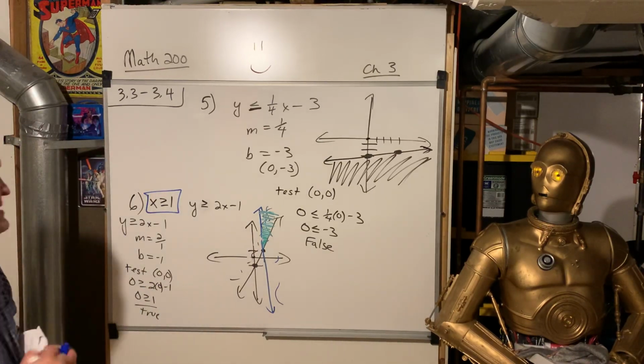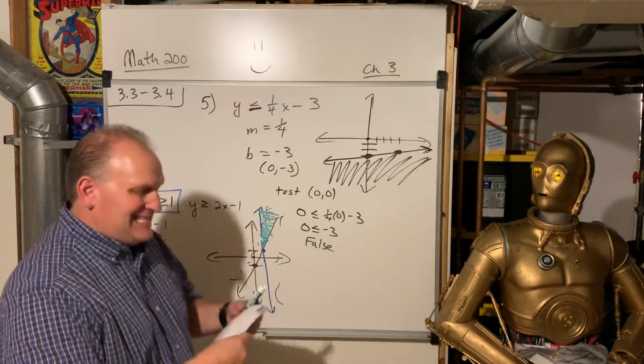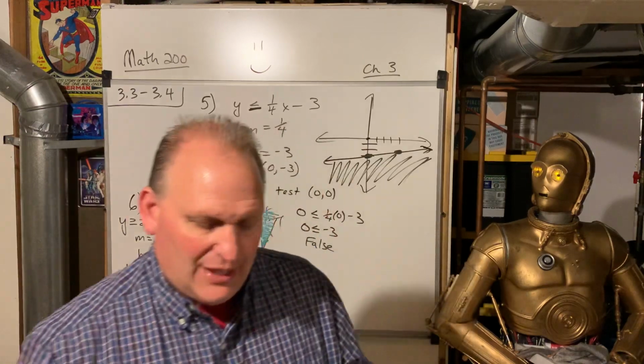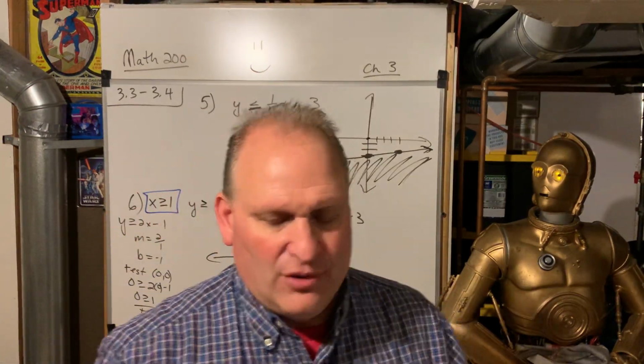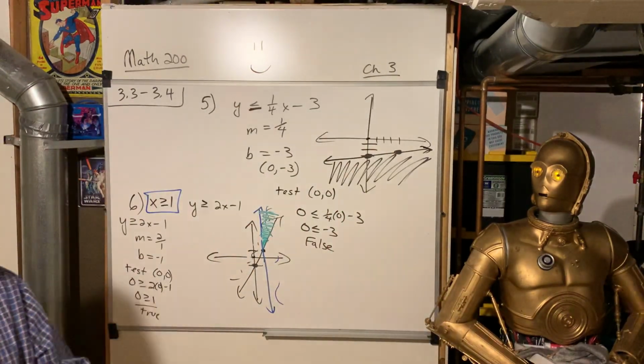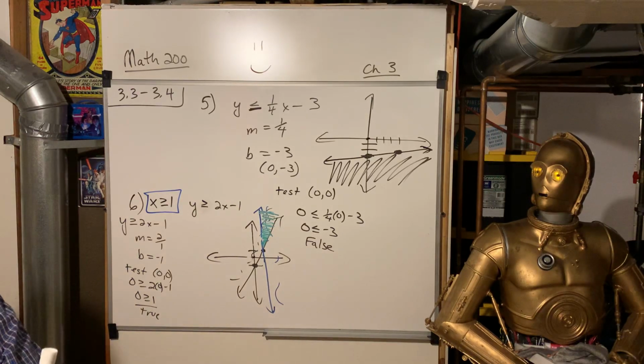So that is called graphing a system of linear inequalities. We'll look at that a little more in depth, I think in chapter 4 or 5. We do hit that again. All right. And that's it for 3.4.